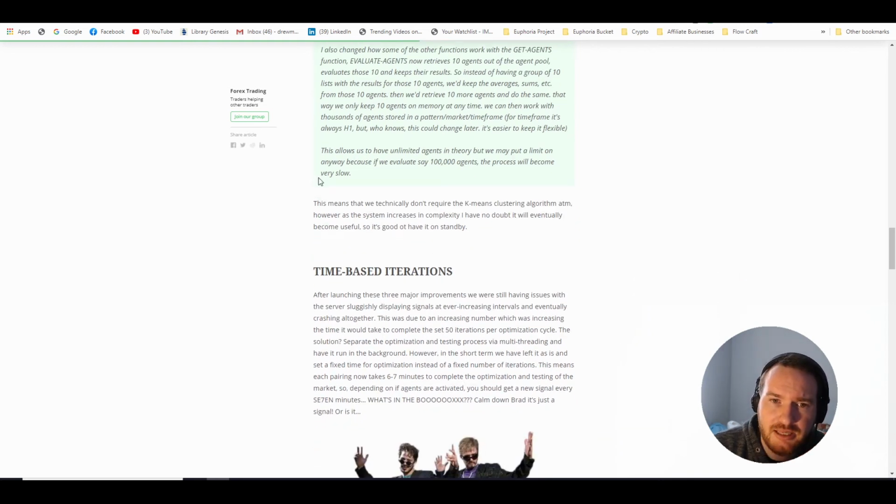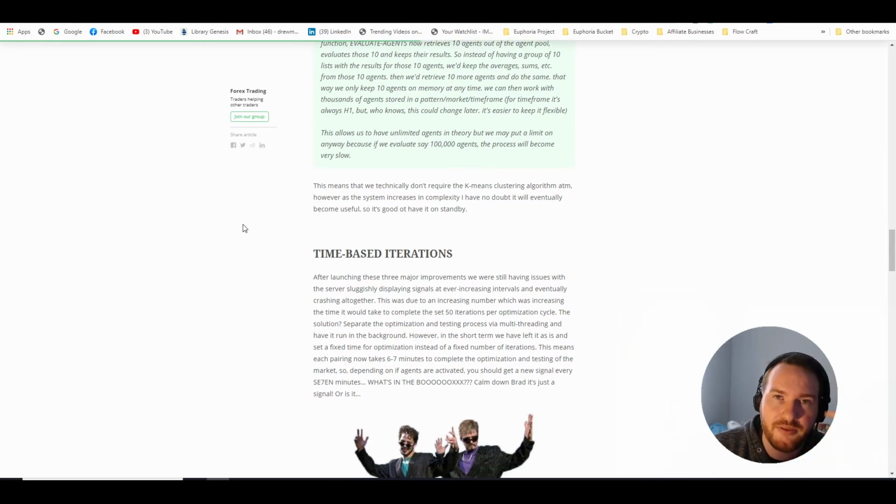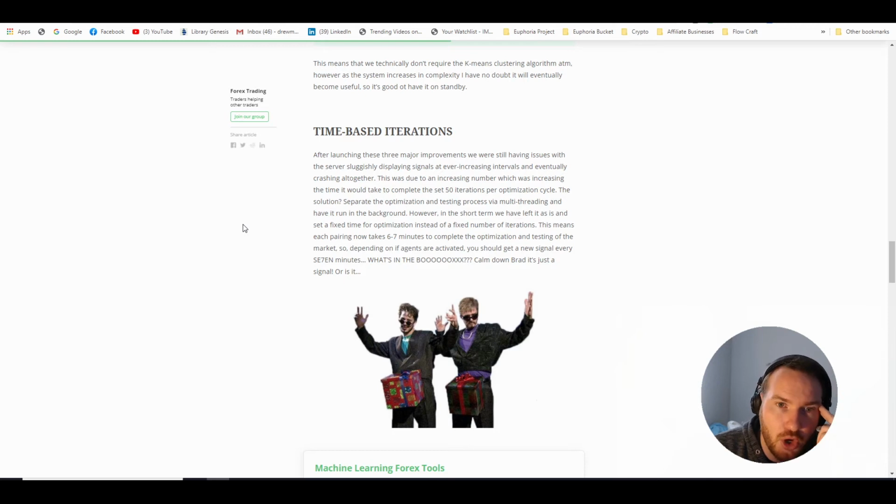So as I said here, this means technically we don't need the K-means clustering algorithm that we created. However, it's good to have that on standby because, as he said here, we may want to cap it at some level anyway, and we can use it for other things. So it's good to have that all ready to go.